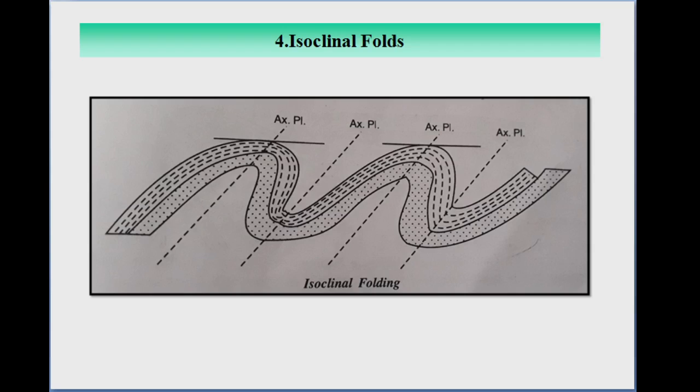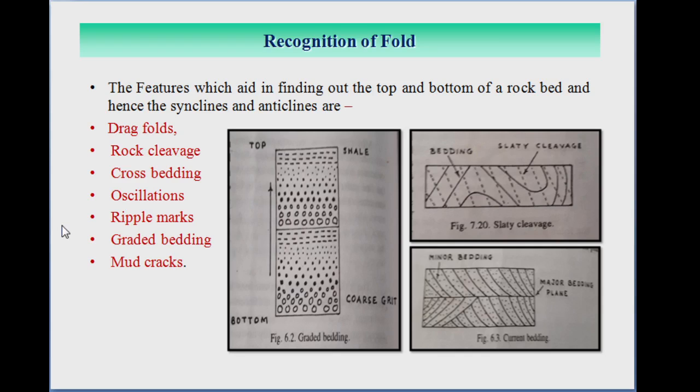Okay, then some features which aid in finding out the top and bottom of the bedrock and synclines and anticlines are drag fold, rock cleavage, cross bedding, oscillation ripple marks, graded bedding, mud cracks. With the help of all these features we can recognize the fold. So drag fold means what? This fold shows characteristics which are similar to the major fold. The axial plane of this drag fold is roughly parallel to that of the major fold, of which it is a part.